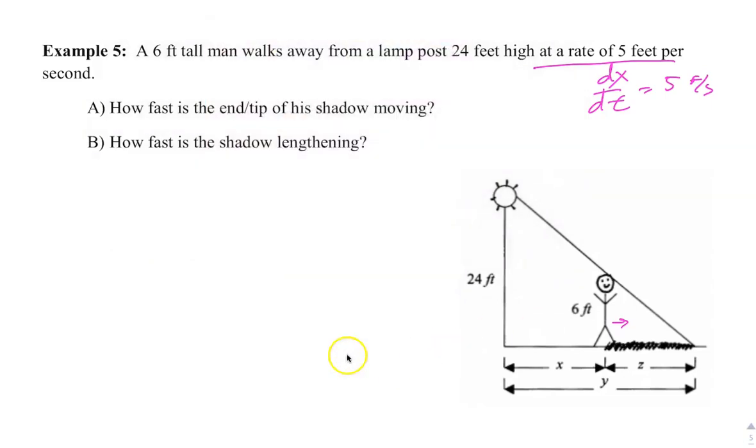Now let's talk about the next thing. How fast is the end tip of his shadow moving? They're asking about the very tip, how fast is that moving? Well, in that case, we're talking about the whole thing, how long the whole thing is moving. I know it's weird. It's kind of like the ladder. We're saying how fast is the very tip of it moving, but we're talking about the whole length. So that has to do with y here.